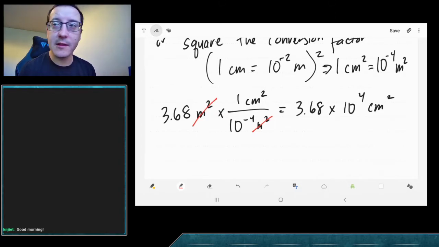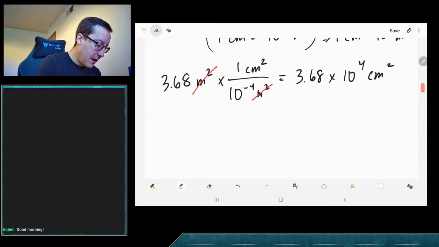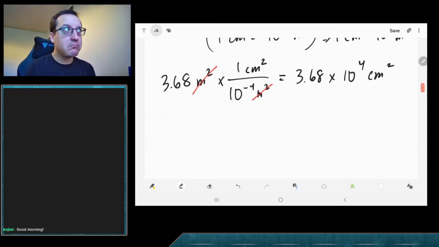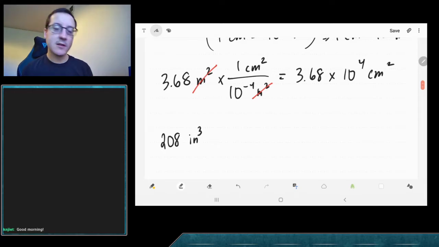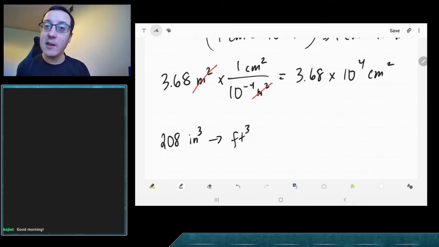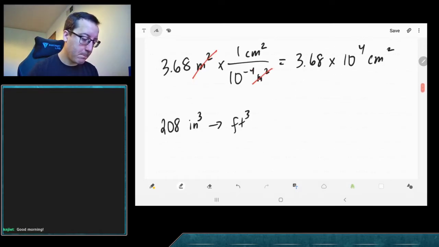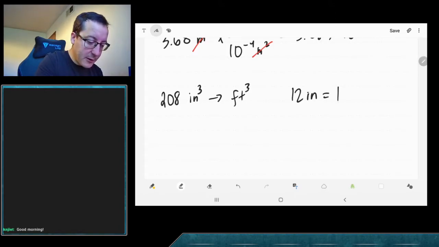Alrighty, so hopefully nothing too crazy there. If we have something that's cubed, guess what? Same idea, right? Let's say we had, I don't know, how about 208 cubic inches, and we wanted to see what this was in cubic feet. So we have our conversion factor. We know that 12 inches is 1 foot.